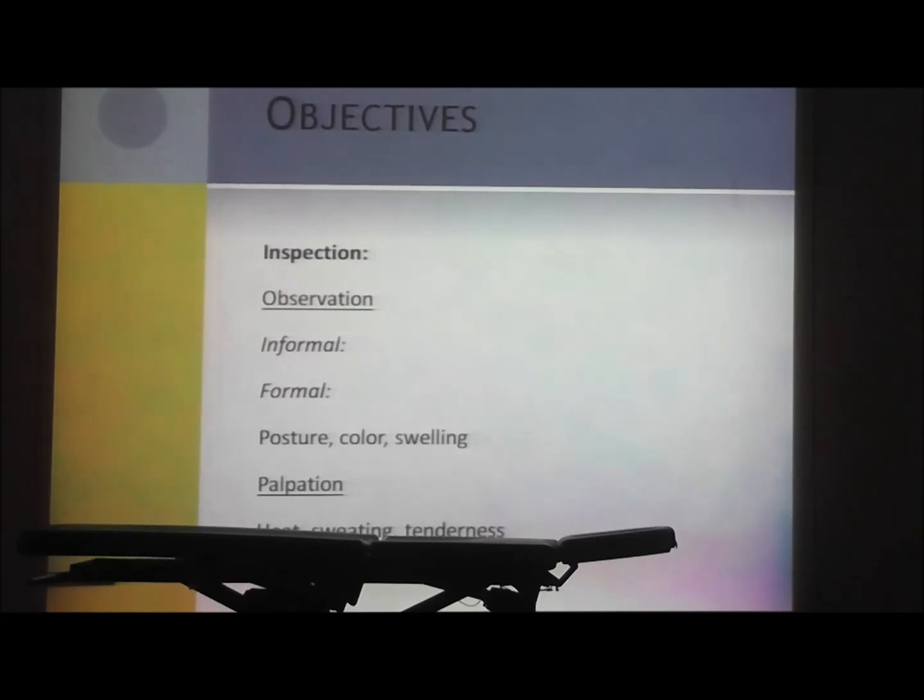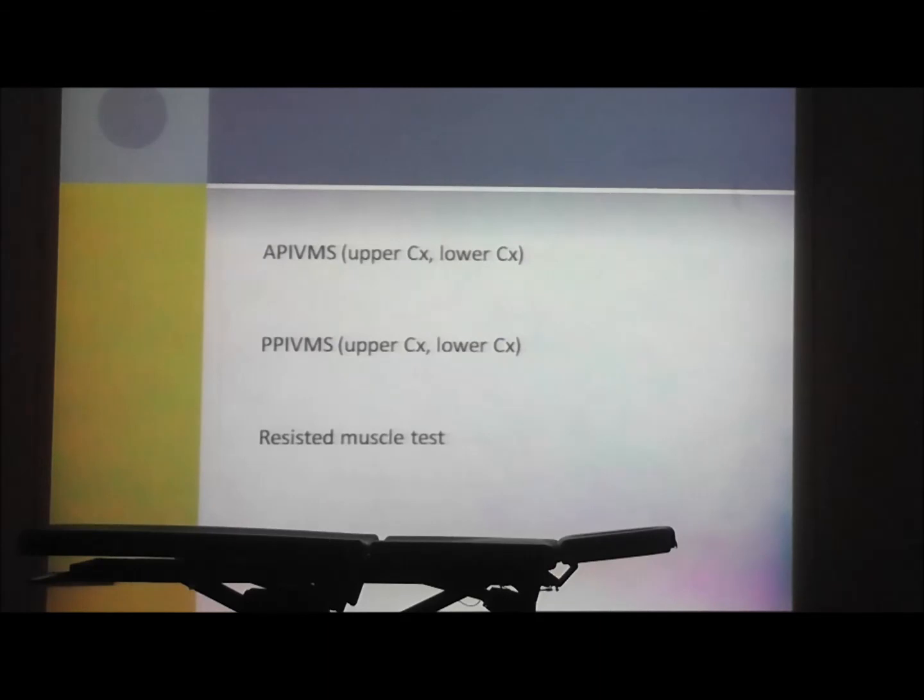Now we'll start our objective examination, and usually we'll start by inspection. And you know what? I want to go deep in this stuff. Then I will go for normal physiological movement, and usually we call it active physiological intervertebral movements. Okay, guys? Call it active physiological intervertebral movements. And usually we'll start with the upper cervical spine and lower cervical spine.